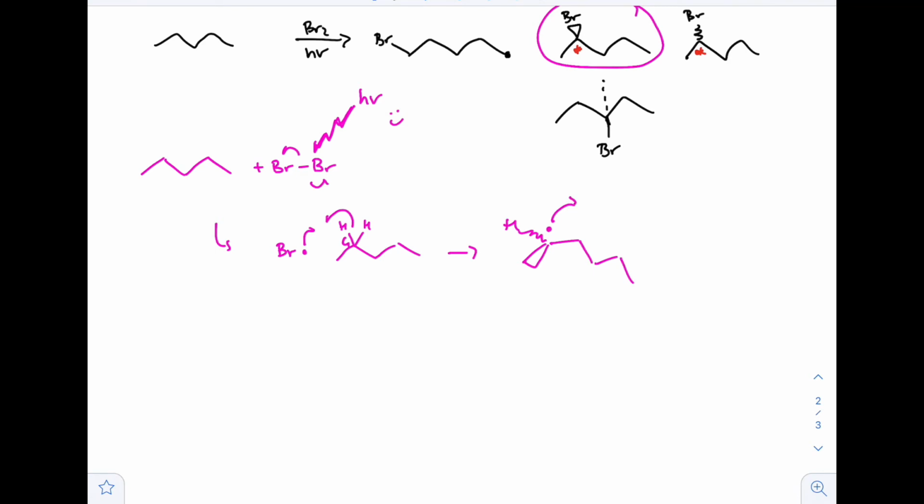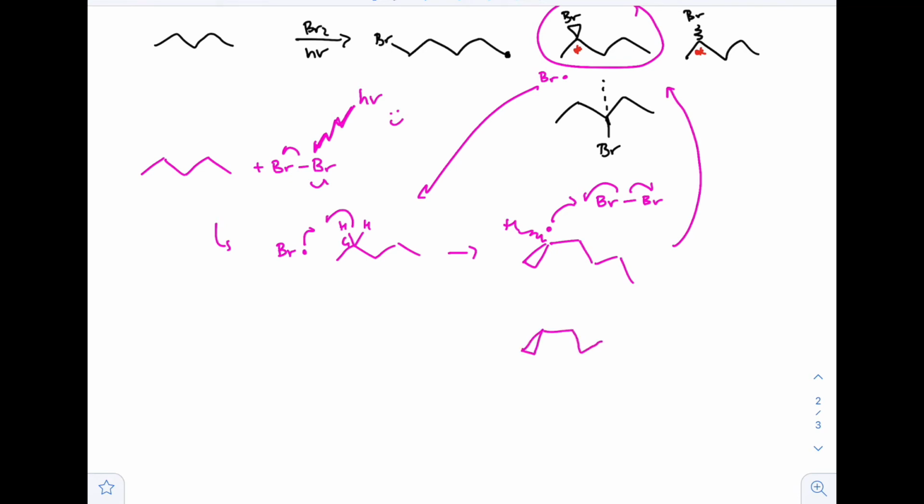Okay, so that radical is then going to react with elemental bromine to form the alkyl bromide, shown here, as well as another bromine radical. Now this bromine radical can go back, swoop on another hydrogen atom on pentane, and then repeat the process. That's the propagation step, right?